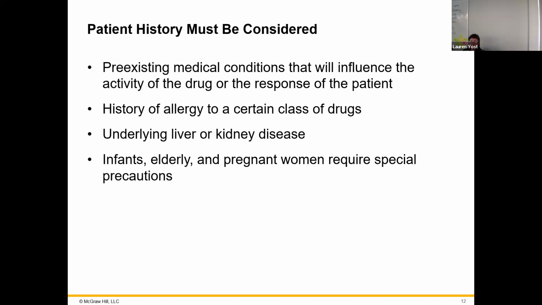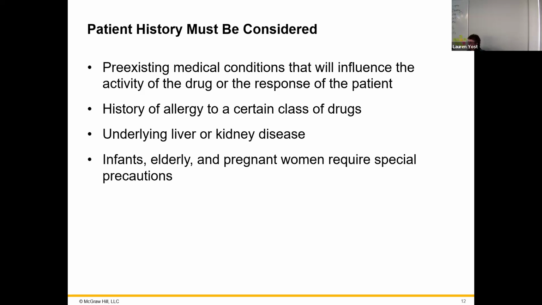All right, so things that can affect your drug's effectiveness. Your patient history has to be considered. So pre-existing medical conditions that oftentimes your patients aren't going to notify you about. History of drug allergies to certain classes of drugs. Obviously, if your patient's allergic to penicillin, they're allergic to all the cillins. They're allergic to sulfas. They're allergic to all of those folic acid inhibitors that we'll talk about in a moment. And your patients often don't know this stuff as well.